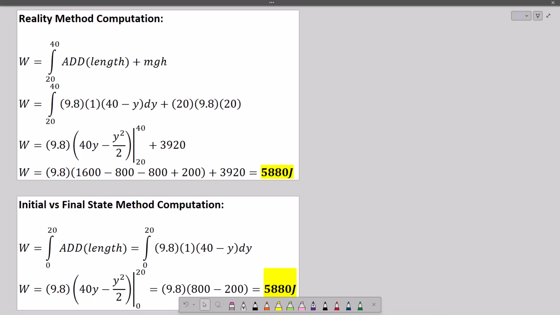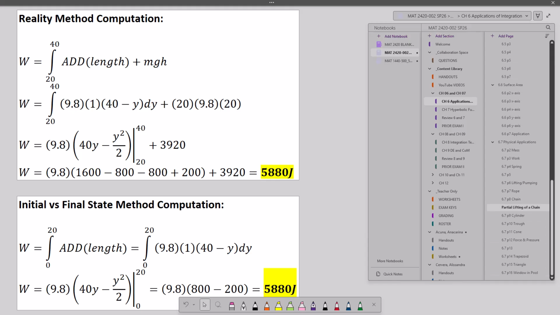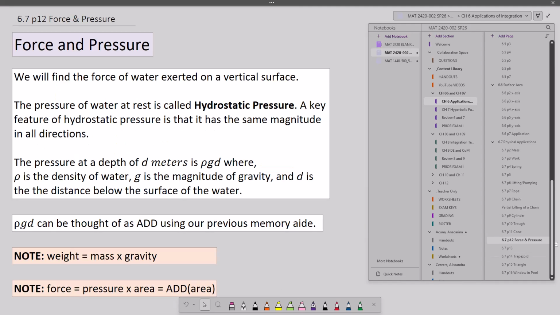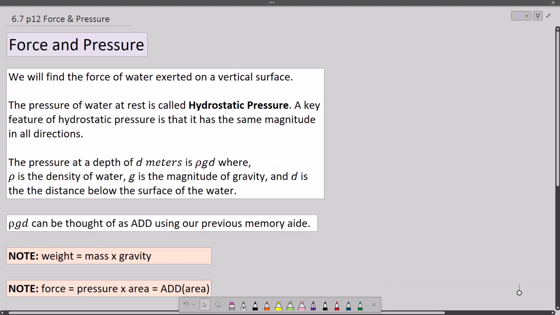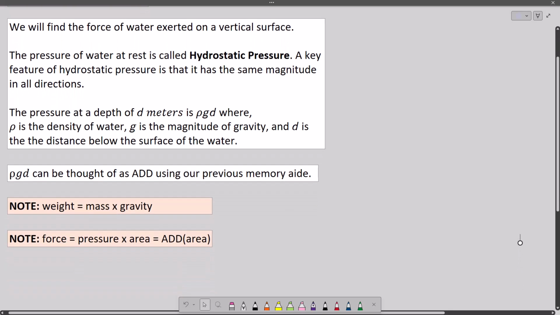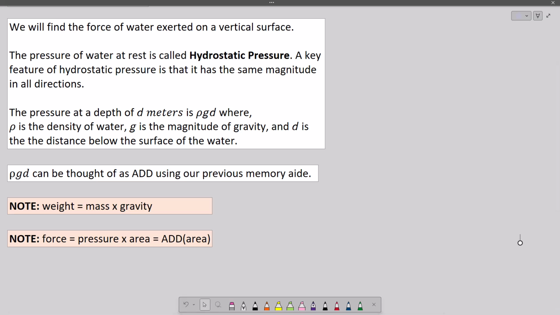So look at those details and think about what the difference is. Okay, the last thing in this section is force and pressure. We're only going to do one type of example from this section. We are going to imagine the force on a wall or a window.